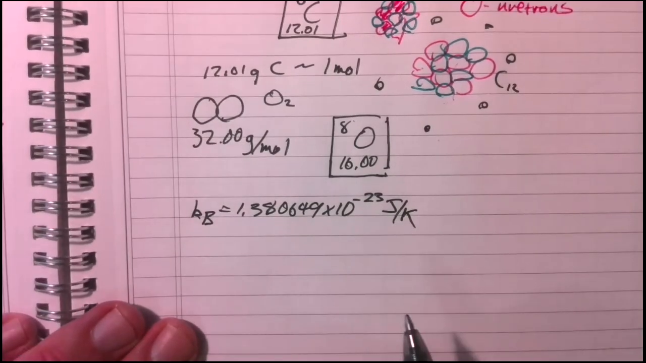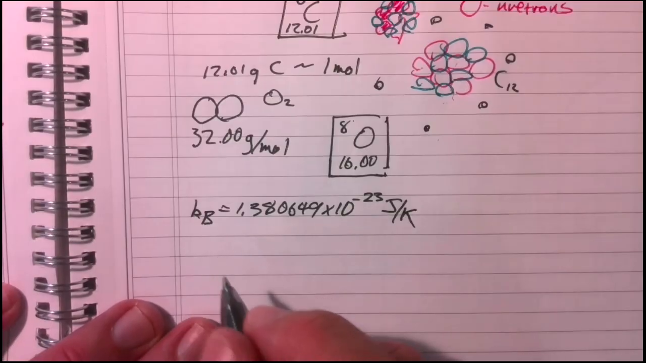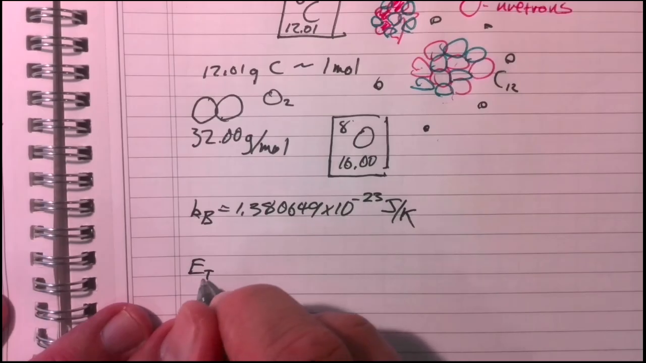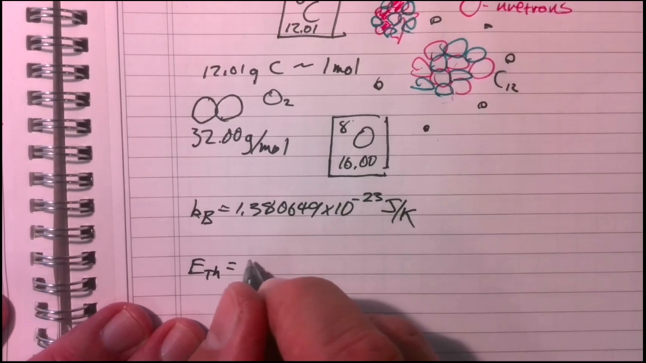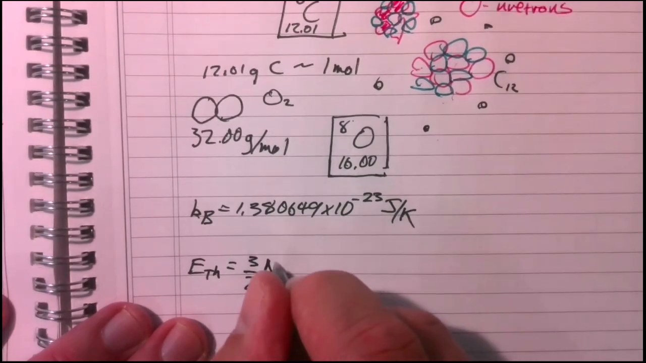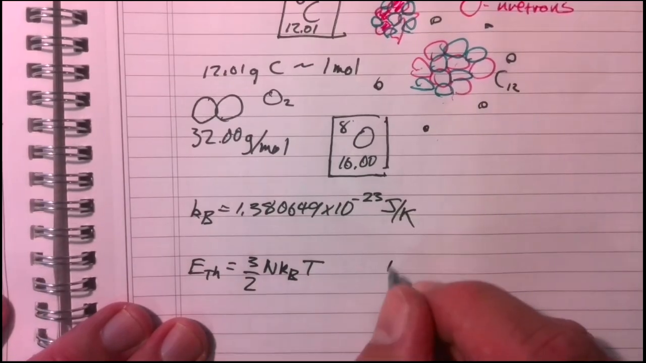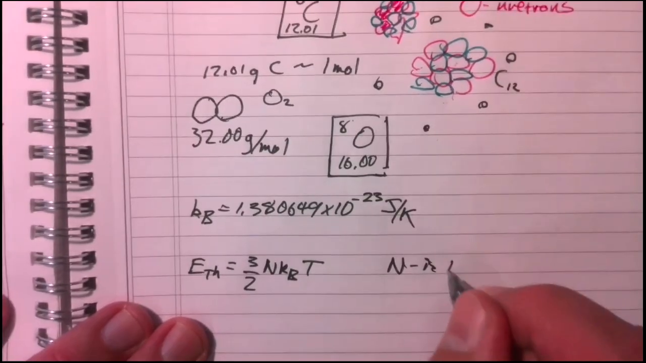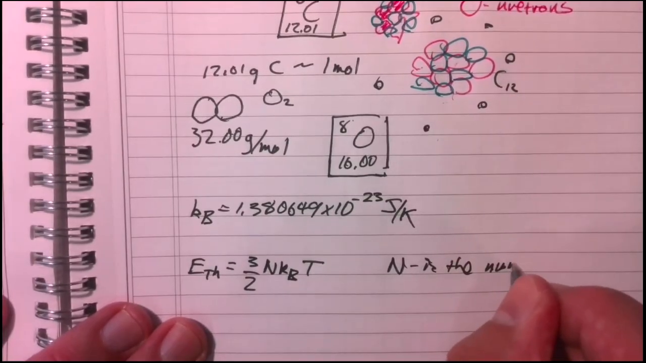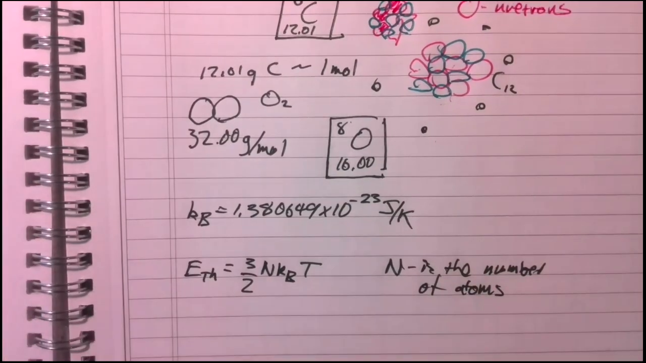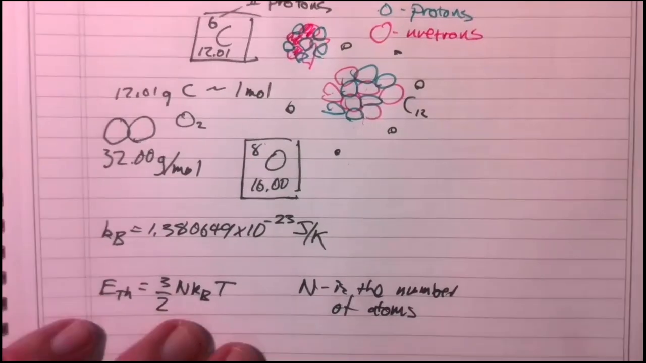And we're going to use specifically this equation, and I think this is the equation we're going to use to solve this problem, which is thermal energy is equal to 3/2 times N times Boltzmann's constant times T. And N is the number of atoms that we're dealing with. So this is the number of atoms that we're dealing with in a closed system.